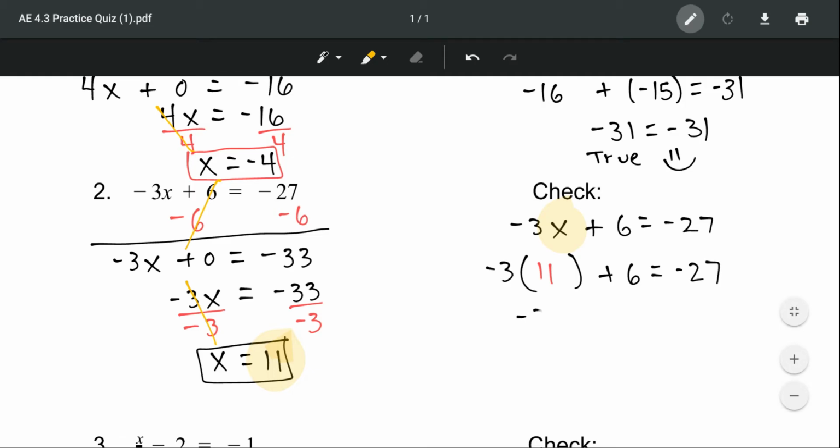Negative 3 times 11 would be negative 33 plus 6 equals negative 27. Negative 33 plus 6 would be negative 27. So it does equal negative 27, so that means we did solve correctly.